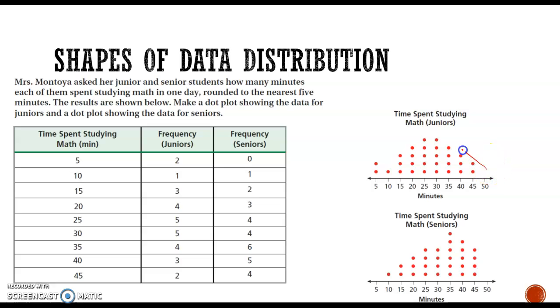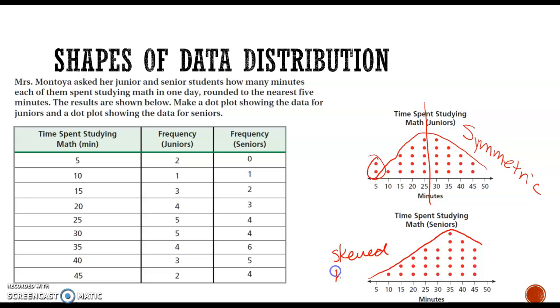These juniors, for the most part, seem to have a pretty symmetric graph. If I drew a line down the center of it, they're about the same on both sides. I know these guys are kind of a little bit out, but for the most part, we would call this one a symmetric distribution. Now, the seniors, theirs seem to slope up a little bit. So we would say for the most part that this one, even though it goes down a little bit here, it's pretty much skewed to the left because the tail goes off to the left.